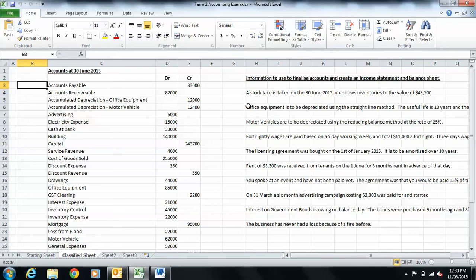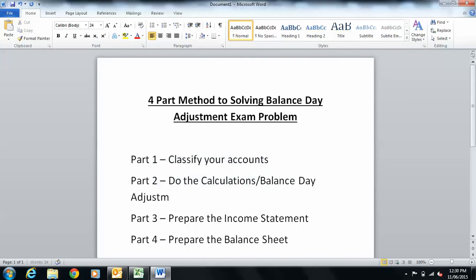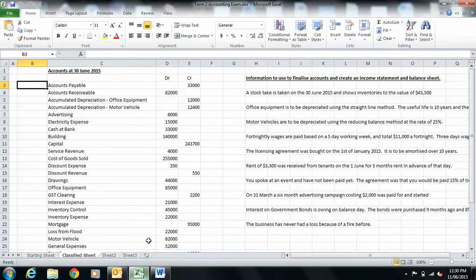I suggest that we will have to solve this problem in 4 steps. So the first one is we'll classify the accounts that we've been given. We'll then do the calculations, which will be the balance day adjustments. We're going to prepare the income statement and then prepare the balance sheet. So let's have a look when we go back here.